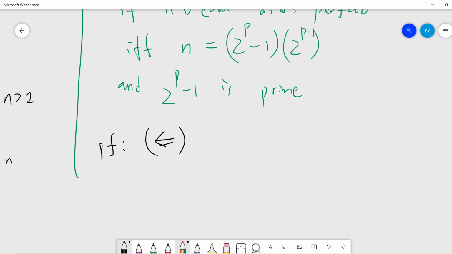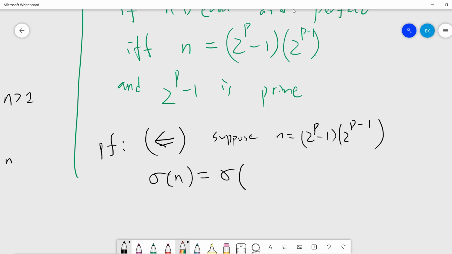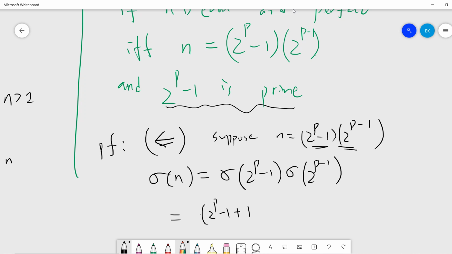So this direction is trivial. Suppose n is of the form 2 to the p minus 1 times 2 to the p minus 1. Then I take sigma(n), which is sigma of 2 to the p minus 1 times sigma of 2 to the p minus 1. Since one is odd, the other is even, and 2 to the p minus 1 is just a power of 2, they are coprime to each other. So I can write it this way. And since 2 to the p minus 1 is prime, this is just 2 to the p minus 1 plus 1 times 2 to the p minus 1.